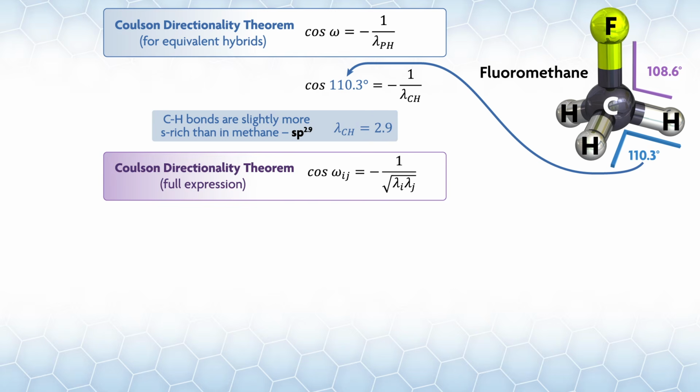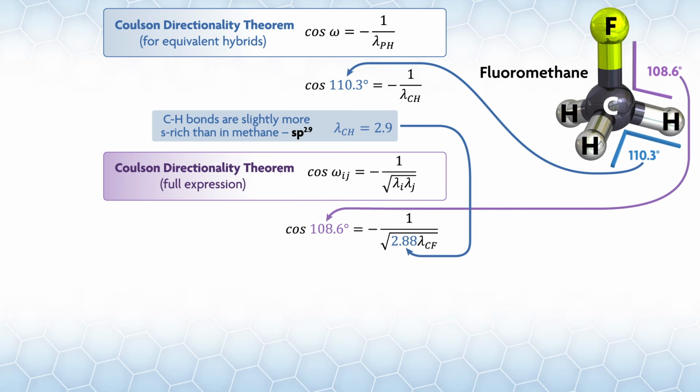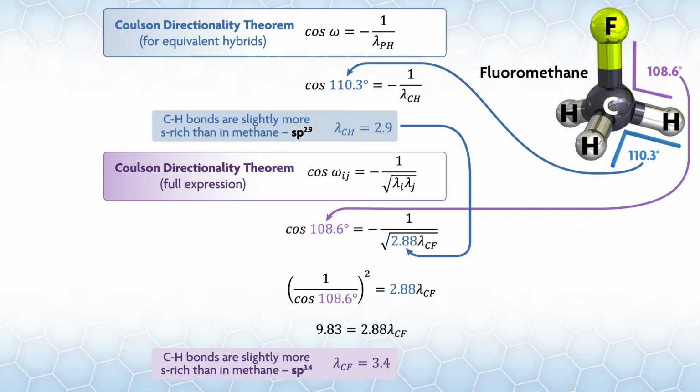Analysis of the CF bond can be done using the full Coulson directionality theorem with the now known CH bond hybridization. The full expression for inequivalent hybrids I and J is this. The HCF angle is 108.6 degrees. We also add the now known hybridization for the CH bond. We can take the reciprocal of both sides and square. This gives approximately this, which provides the hybridization parameter for the CF bond: 3.4.